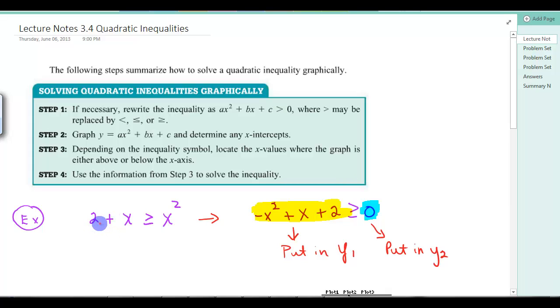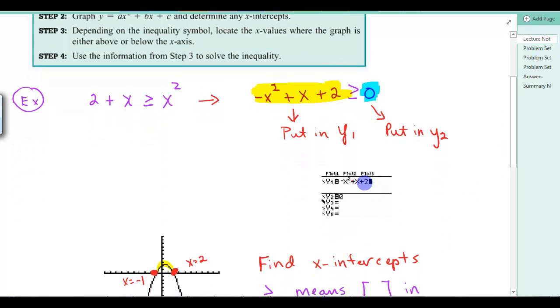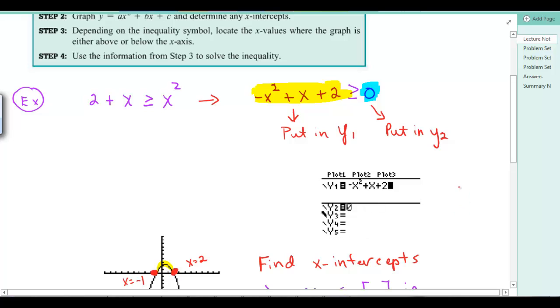Your original question is 2 plus x is greater than or equal to x squared. So I rewrote that, bringing the x squared to the left, so I have negative x squared plus x plus 2 greater than or equal to 0. Put the left side in y1, put the right side in y2. So that's what your screen would look like. I'll make that a little bit bigger. So that's what the screen looks like when you put it in your calculator.